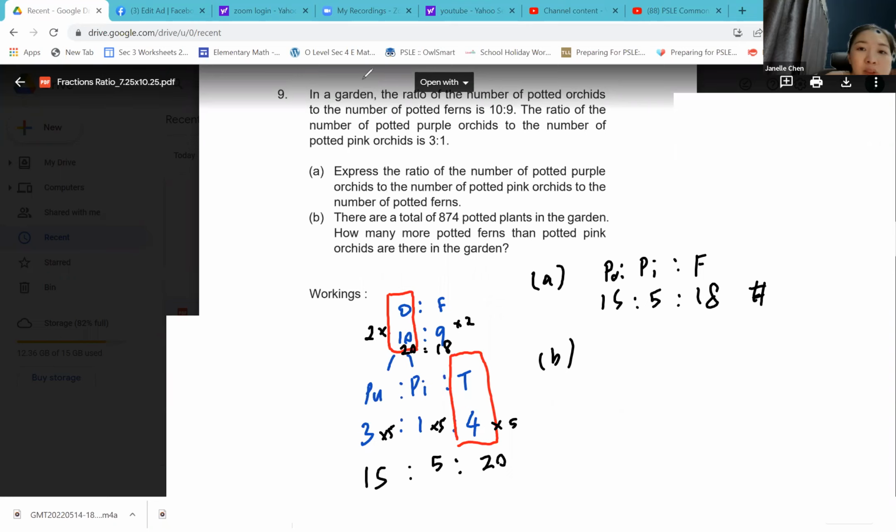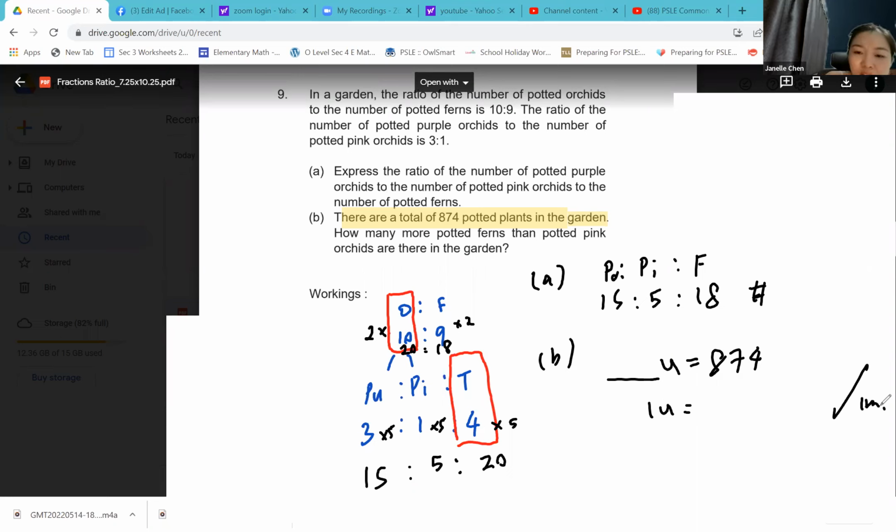For B, the question mentions that there is a total of 874 potted plants in the garden. In the questions where we have all kinds of units, and we are given a number, that's the only number I have in the question. So what I definitely need to know is how many units this is equal to. That is the point where I can go to my next step, which is to find 1 unit. Normally this is 1 mark. So how do I find that?